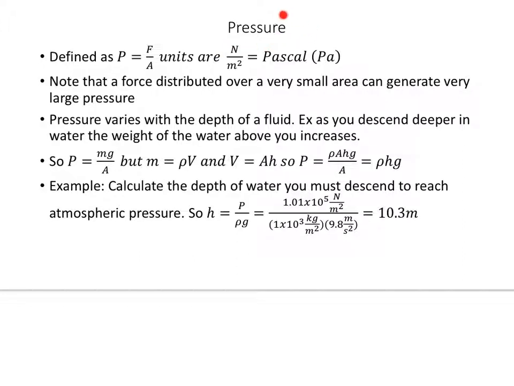The next thing is pressure. Now pressure is defined as force per unit area. The units are newtons per square meter, and that's usually called a Pascal and abbreviated Pa. So note that a force that is distributed over a very small area can generate a large pressure. So in other words, when this value is extremely small, even though this might not be that large, the pressure can be extremely big here.